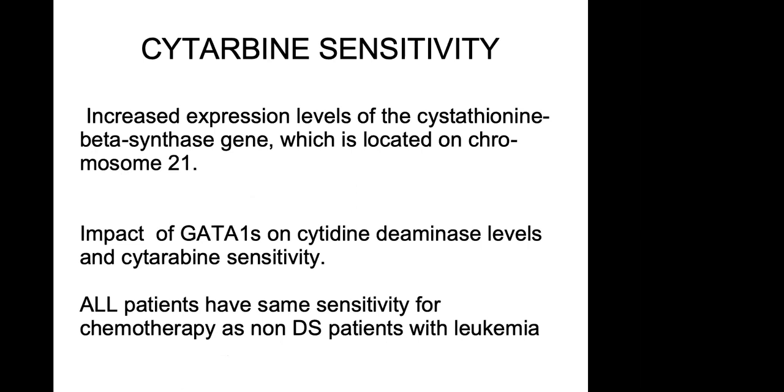We'll see one example for cytarabine: an increased expression level of the cystathionine beta synthase gene, which is located on chromosome 21. That is why, if this enzyme increases, they are highly sensitive to low dose cytarabine. There is also the impact of GATA1 on cytidine deaminase level and cytarabine sensitivity. ALL patients have the same sensitivity to chemotherapy as non-DS patients with leukemia.